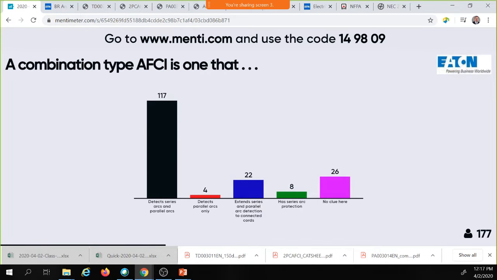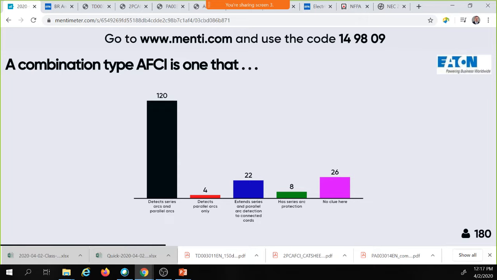A combination type AFCI is one that detects series arcs and parallel arcs. 117 people said detects series arcs and parallel arcs. 26 didn't have a clue. 8 said has series arc protection, and only 22 said that it extends the series. It should have said just series and parallel.